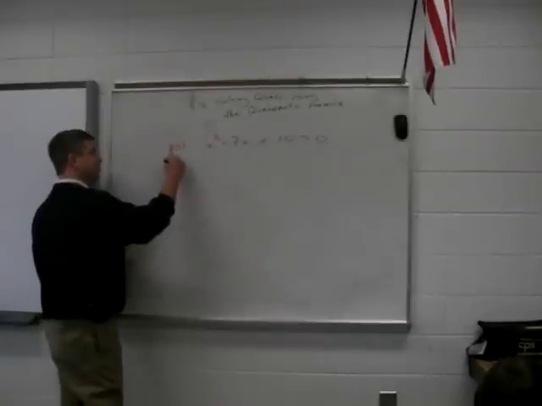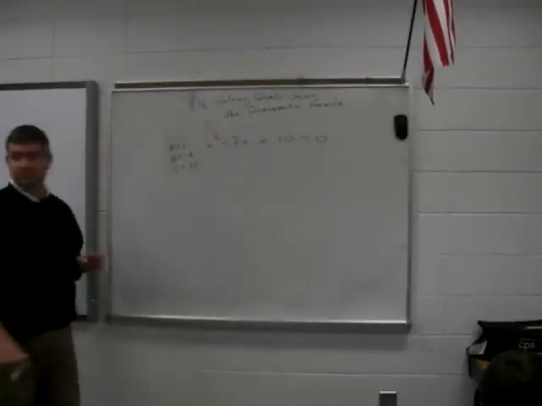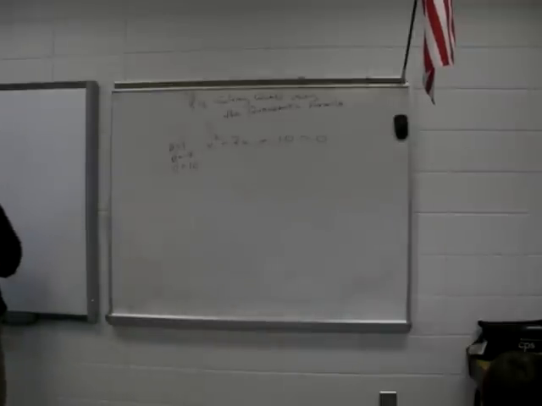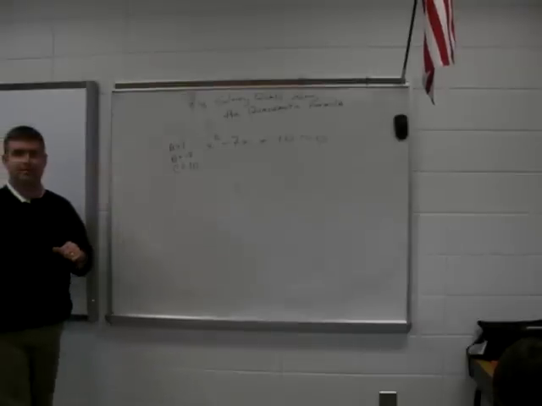A is 1, B is what? Negative 7, and C is 10. Okay, Lance, you okay? Writing this example down? Here we go. So I got those labeled down. Connor, what am I going to do now? Plug them in. All right.